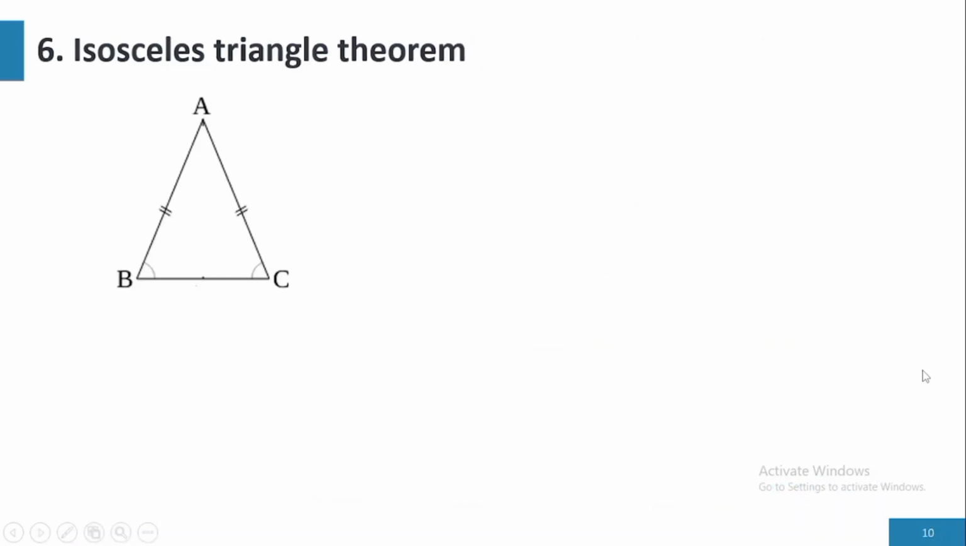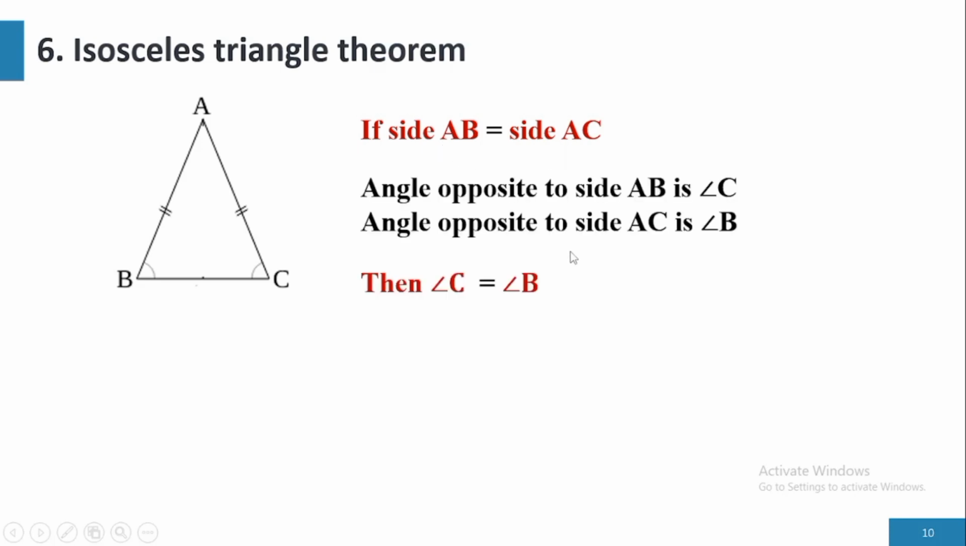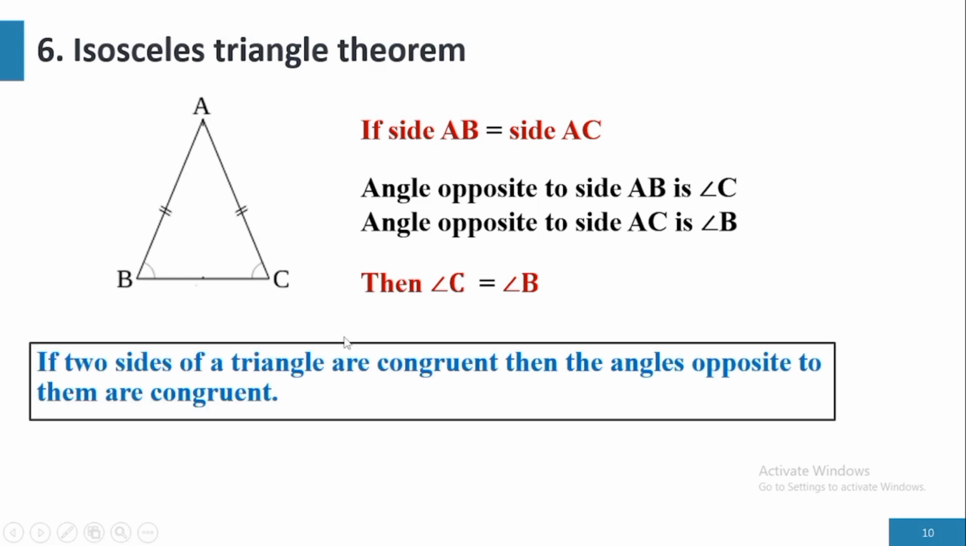Sixth important property of a triangle, which is known as isosceles triangle theorem. It is based upon the previous property only. What does it state? In a triangle, if two sides are equal, like here in triangle ABC, side AB is equal to side AC, in that case, the angle opposite to these sides will also be equal. That means, angle opposite to side AB is angle C, and angle opposite to side AC is angle B. And therefore, if AB is equal to AC, then angle B will also be equal to angle C. And it is known as isosceles triangle theorem.